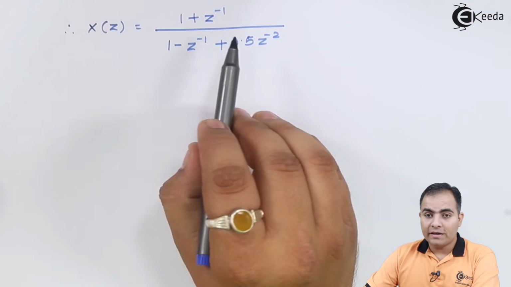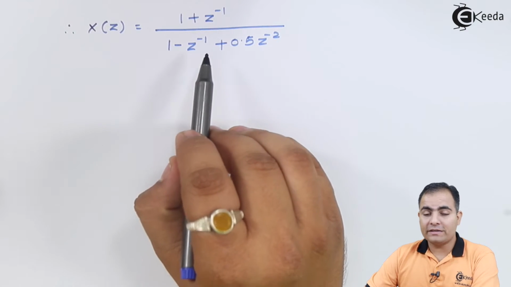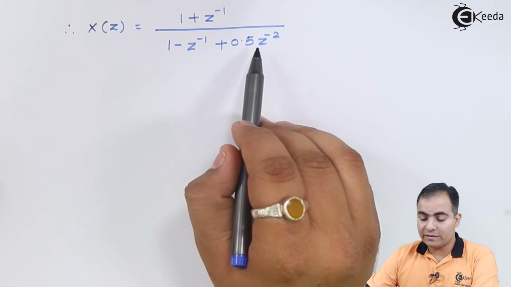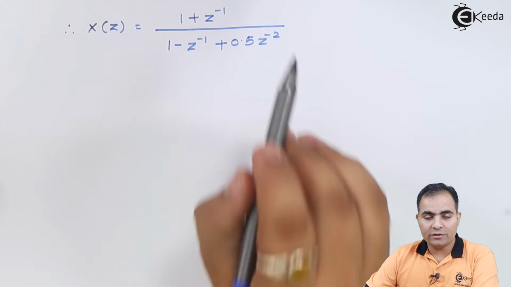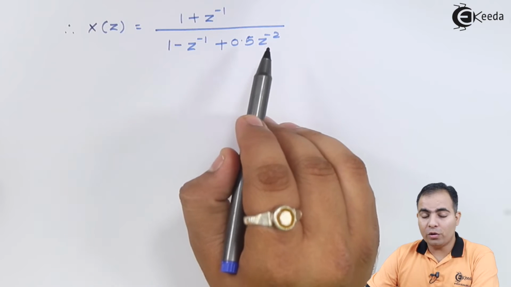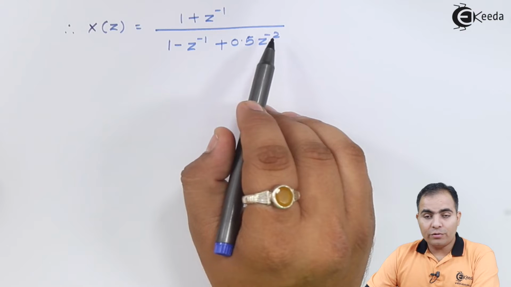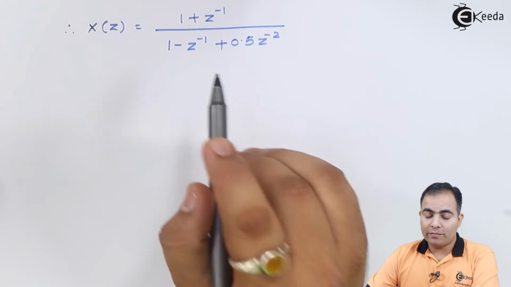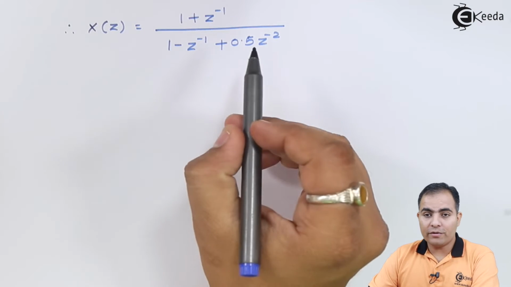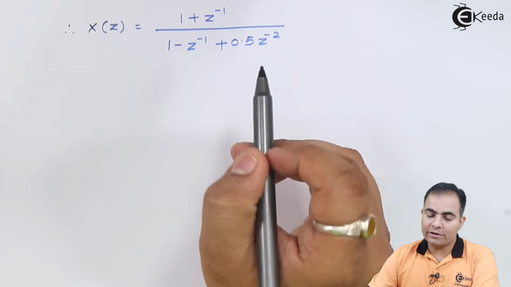Now, here I said I'm going to multiply numerator and denominator by z square because the lowest power of z in the denominator is z to the power minus 2. So to write this equation in the positive order of z, we have to multiply the whole numerator and denominator by z to the power 2.